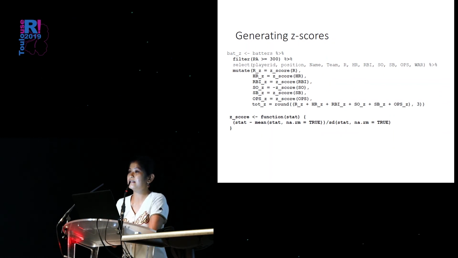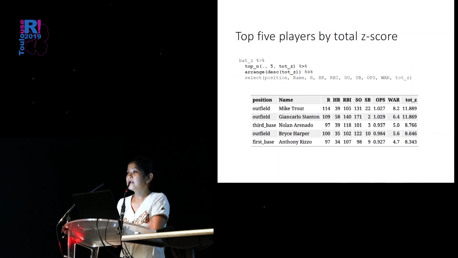So this is how I generated the z-scores. I used filter to exclude players with less playing time who might have extreme projections due to small samples. And then I used mutate to make the z-score with the function at the bottom. And then I summed the z-scores to compare the players across all of the scoring categories. So now let's look at these. So I used dplyr's top_n function to return the players with the top 5 total z-scores and then arrange them to sort in descending order. So this helps me prioritize who to draft.